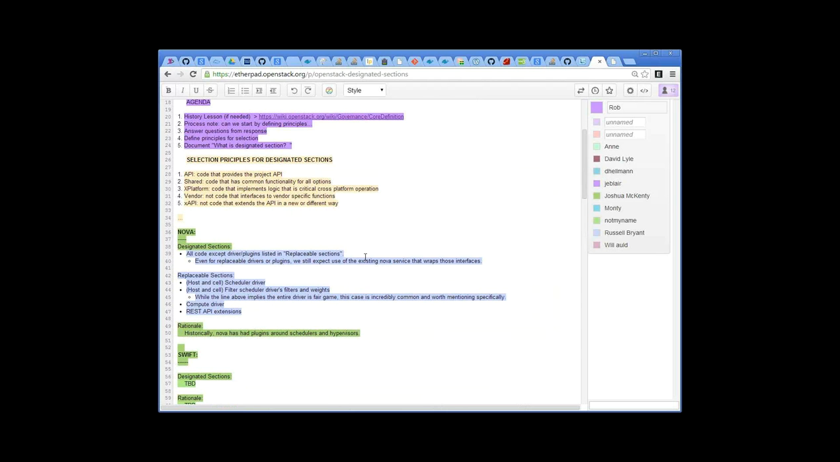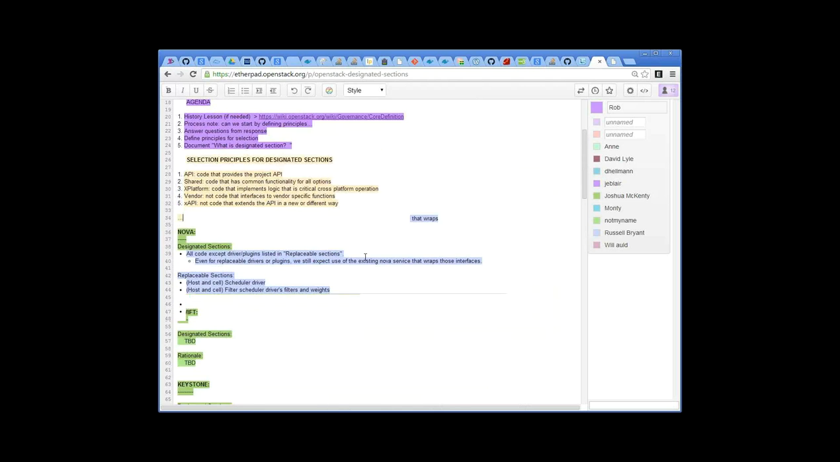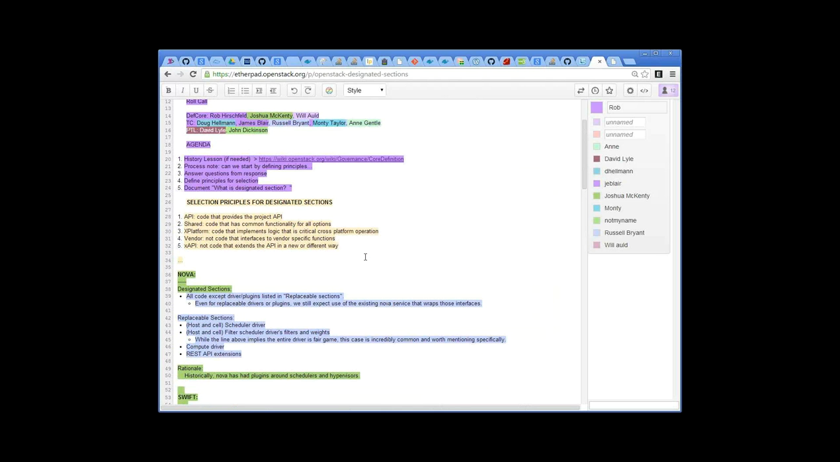Generally, that's useful to look at, we sort of did a straw man as part of that. Are people interested in talking about the principles for designated sections, or do we want to talk about what a designated section is more clearly, or do we want to jump to the questions? I'm very open to flex on the agenda here. I think it's very important to understand exactly what's meant by a designated section.